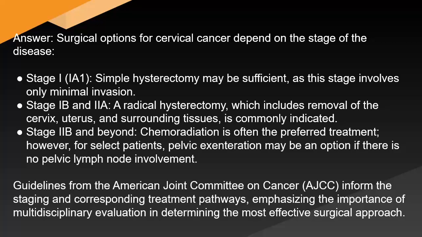Stage IA, simple hysterectomy may be sufficient, as this stage involves only minimal invasion. Stage IB, a radical hysterectomy, which includes removal of the cervix, uterus, and surrounding tissues, is commonly indicated. Stage IIB and beyond, chemoradiation is often the preferred treatment. However, for select patients, pelvic exenteration may be an option if there is no pelvic lymph node involvement. Guidelines from the American Joint Committee on Cancer (AJCC) inform the staging and corresponding treatment pathways, emphasizing the importance of multidisciplinary evaluation in determining the most effective surgical approach.